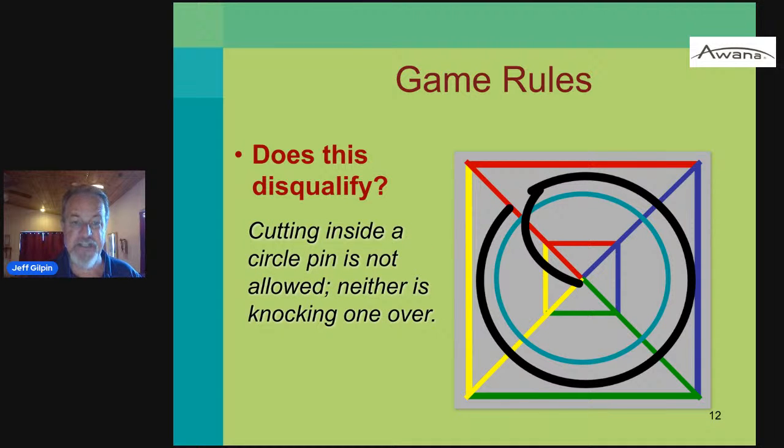Now let's see. Does this disqualify? So the red player starts on their start line. They run around. You can see here they're running outside the circle, but they cut inside. The red pin would be here on the corner. So they run inside, and that would disqualify them, because if they knock over a pin or they run inside of a pin, then they're disqualified. So cutting inside a pin is not allowed. Neither is knocking one over. So that might be the fastest way around, but if they cut inside the bowling pin, then they're disqualified.